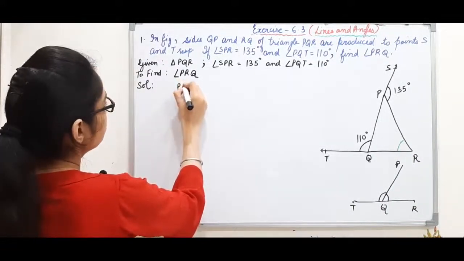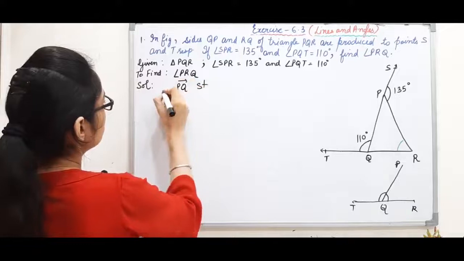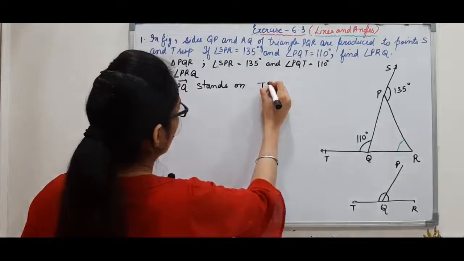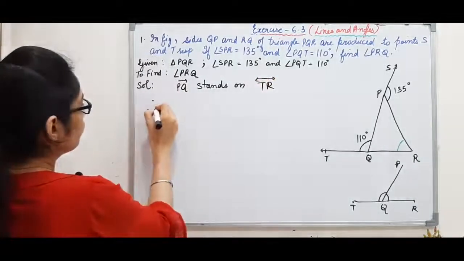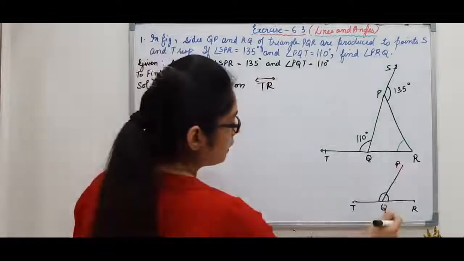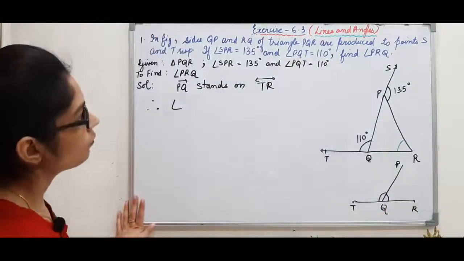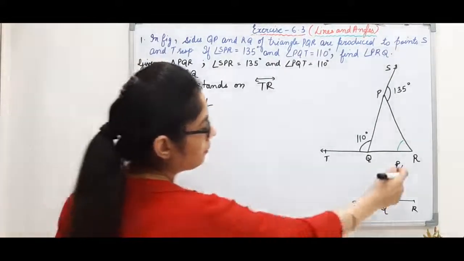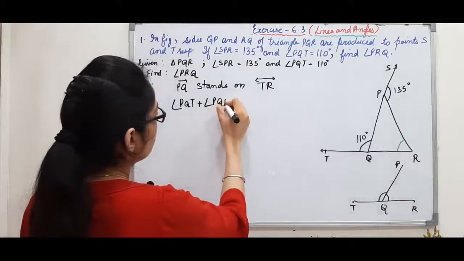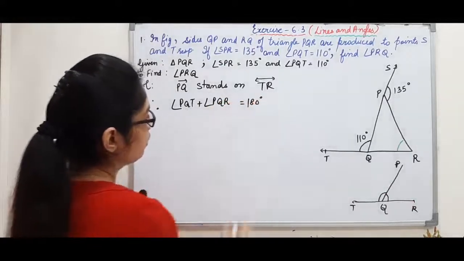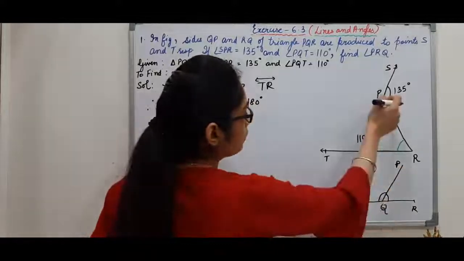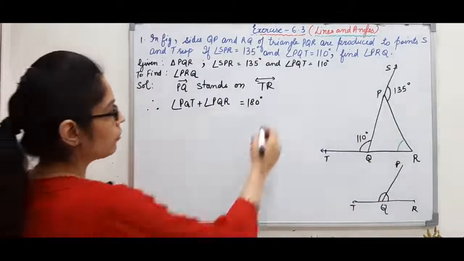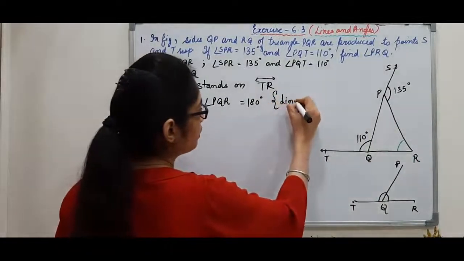So ray PQ stands on TR. Therefore angle PQT plus angle PQR is equal to 180 degree. PQT, this one, and PQR. So because they are forming a linear pair, that's why their sum is equal to 180 degree. So we can mention the reason also.